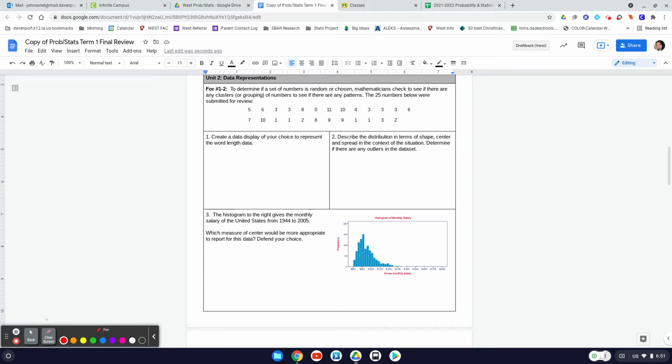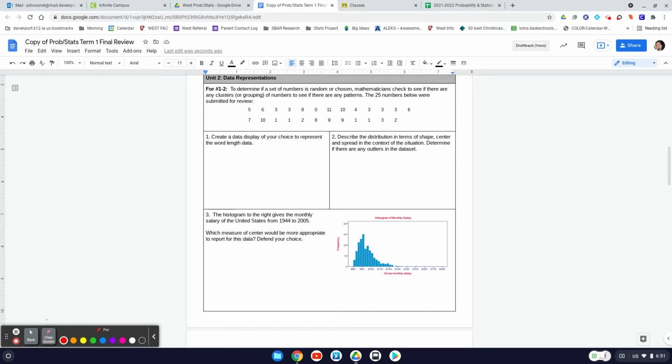So these were a set of numbers. Create a display of your choice to represent the word length. Now, here's the thing. You can choose any of the display methods. So you can do a dot plot, you could do a box plot, you could do a histogram. What I'm going to do is I'm going to do a box plot.